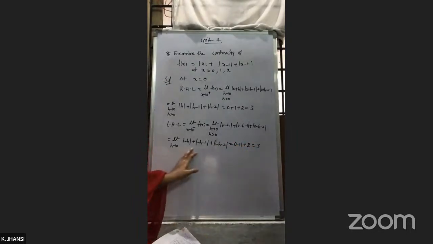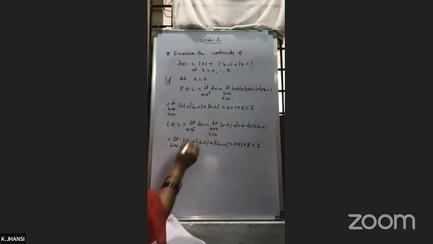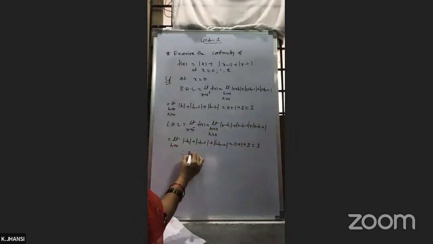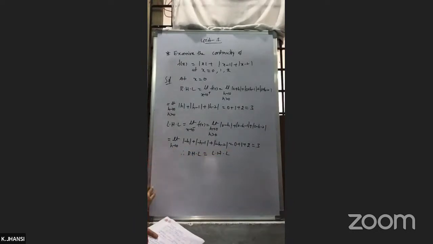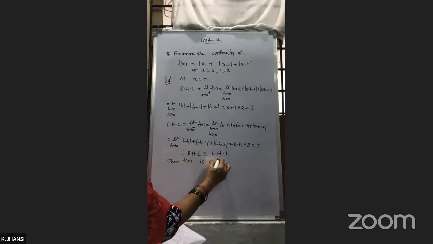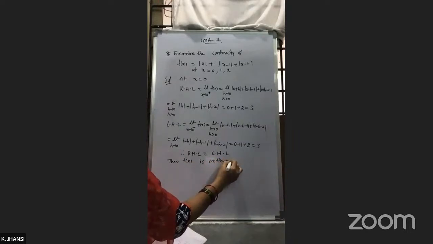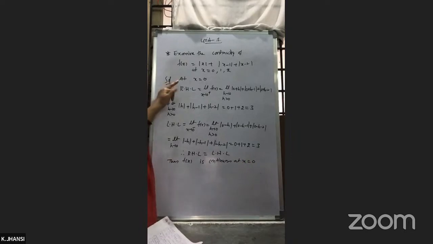If you want, you can write one more step by taking out the minus sign as plus h, and after that you can substitute. Directly if you substitute the h value, you will get these. So both values are the same. Therefore, you can write RHL is equal to LHL. Thus, f of x is continuous at x equals 0. So this is the procedure.